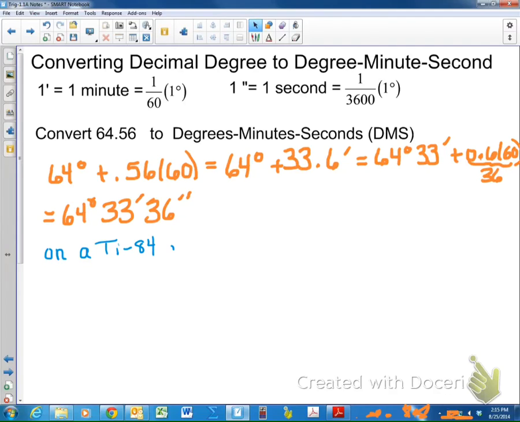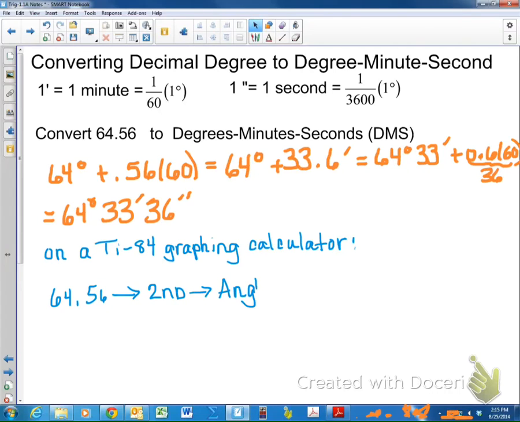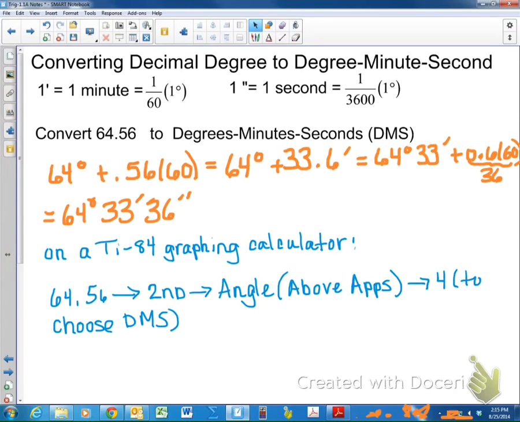Now, if I'm going to do this on a TI-84 graphing calculator, I'm using the 84 Plus Silver Edition, I'm going to tell you what the buttons are, and we'll demonstrate it in class. So put 64.56 in your calculator. Hit your second button. Hit the angle button, which is over the apps button. It's 2 rows down from the second, a little bit diagonally. When you get there, you're going to see a menu, and number 4 is what you're going to choose. You can just hit it, and it will go to DMS. You could also scroll down to 4 and then hit enter.